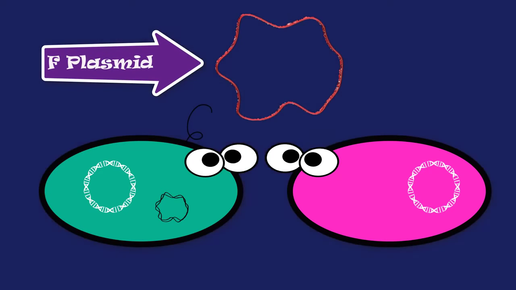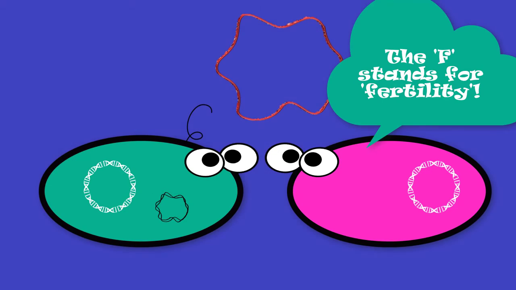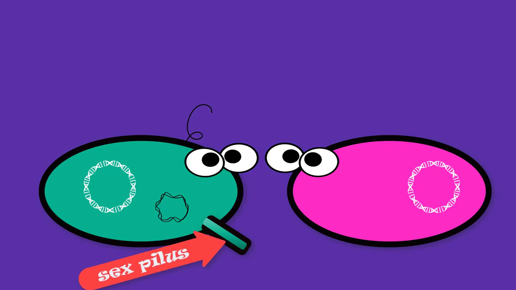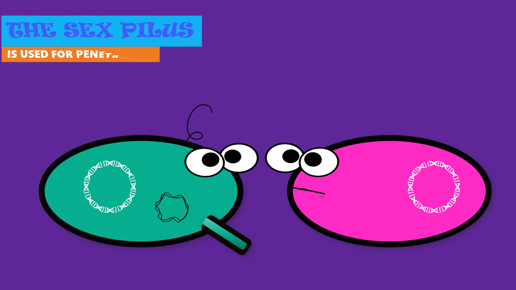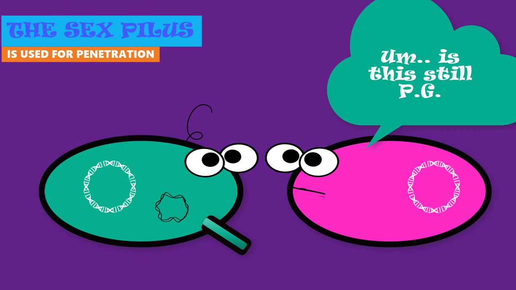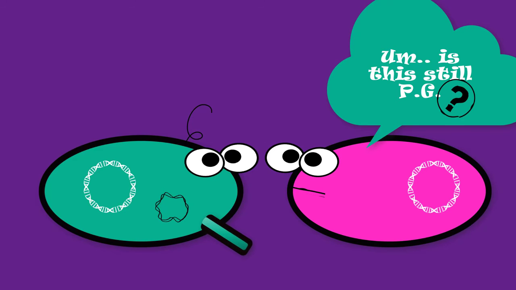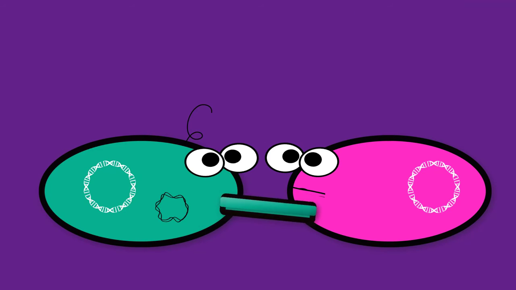The F plasmid is a fertility plasmid. The F plasmid contains genes necessary that allow the bacteria to form a sex pilus. The sex pilus can penetrate the cell wall and membranes of another bacterium. The sex pilus forms a cytoplasmic bridge with another bacterium.